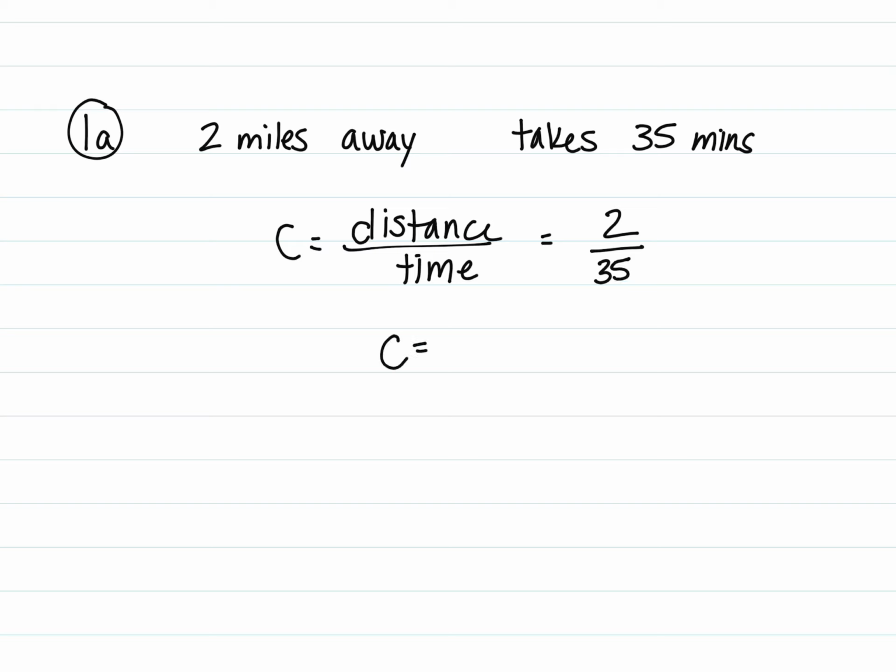Eamon walks from the store to her friend's house 2 miles away, and it takes her 35 minutes. Part A asks, what fraction represents her constant speed, c? We talked today in class that the distance divided by the time is the constant speed. So here, our distance is 2 miles, and our time is 35 minutes. So c equals 2 over 35.